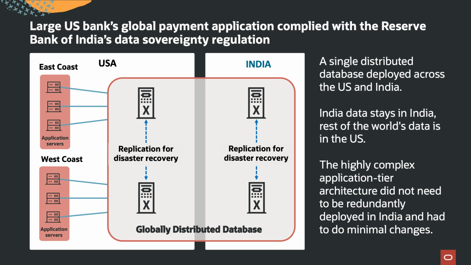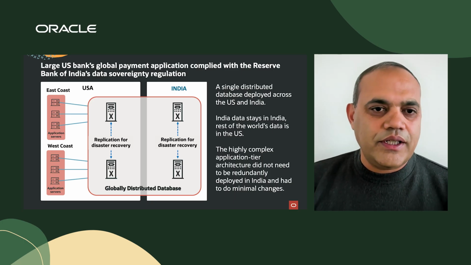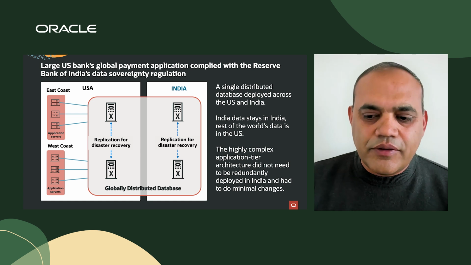A large US bank's global payment application complied with Reserve Bank of India's data sovereignty regulation by using Oracle's globally distributed database. A single distributed database is deployed across US and India. India data stays in India and rest of the world data is stored in US. The highly complex application tier architecture did not need to be redundantly deployed in India and had to do minimal changes to comply with the regulation. This is the most cost-effective way of complying with data sovereignty requirements.